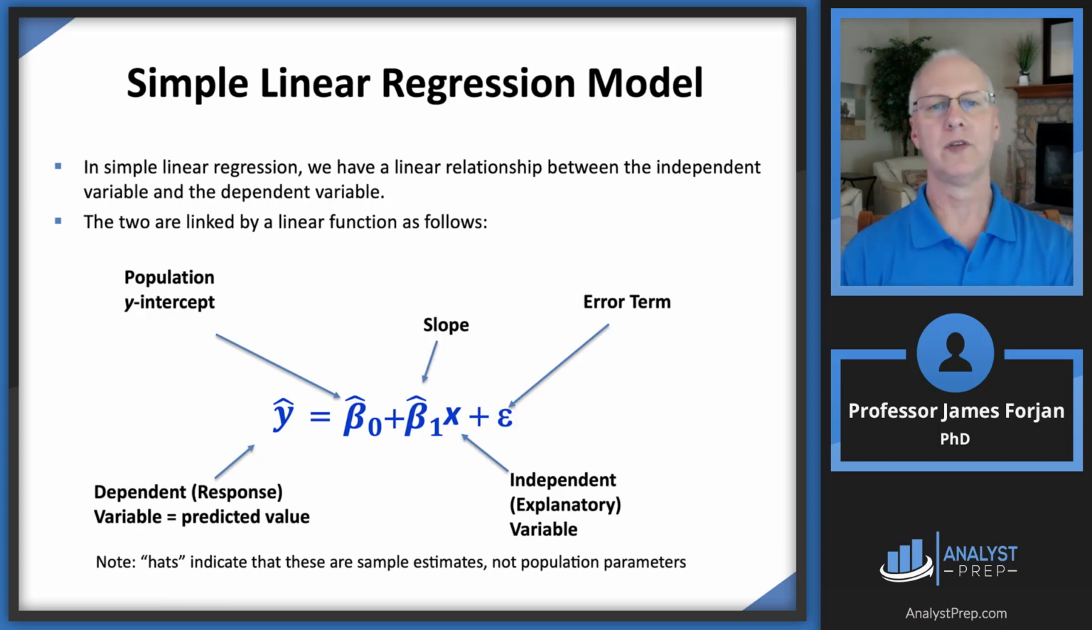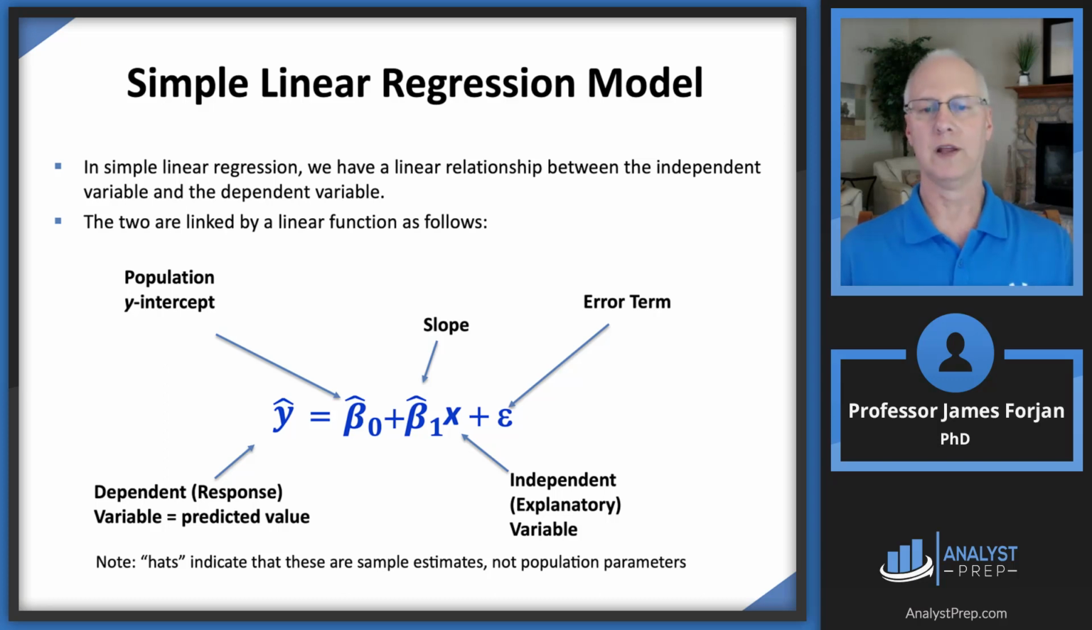All right, so here's the simple linear regression model. There's the dependent variable, y hat, over on the left-hand side of the equal sign. The hat just means that these are samples, not population. And then there's the independent variable over on the x, that's the explanatory variable. And then we have some parameters of the regression model.